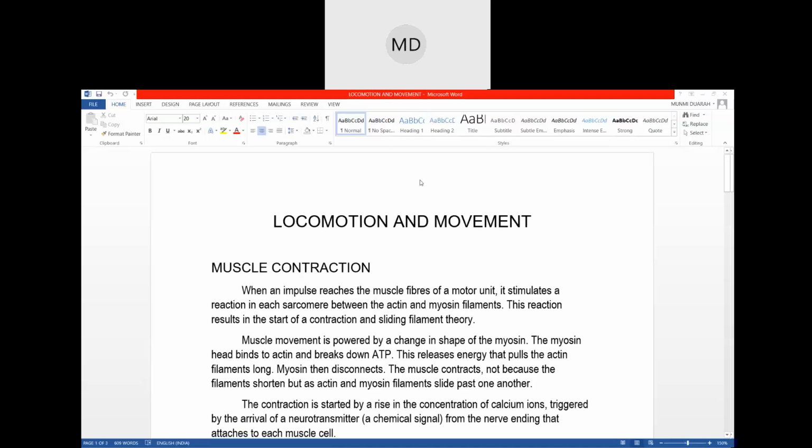Okay, so this is the last chapter, that is locomotion and movement. Not a very tough chapter. It is an easy one, and only one class is required, I guess. We'll complete it today.